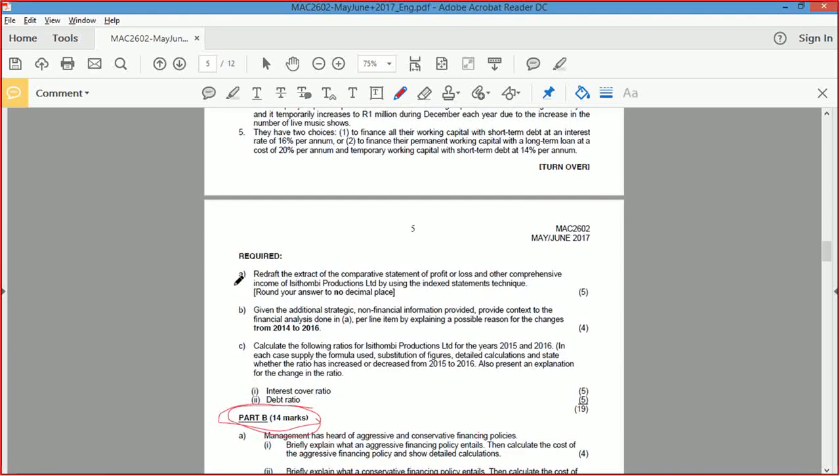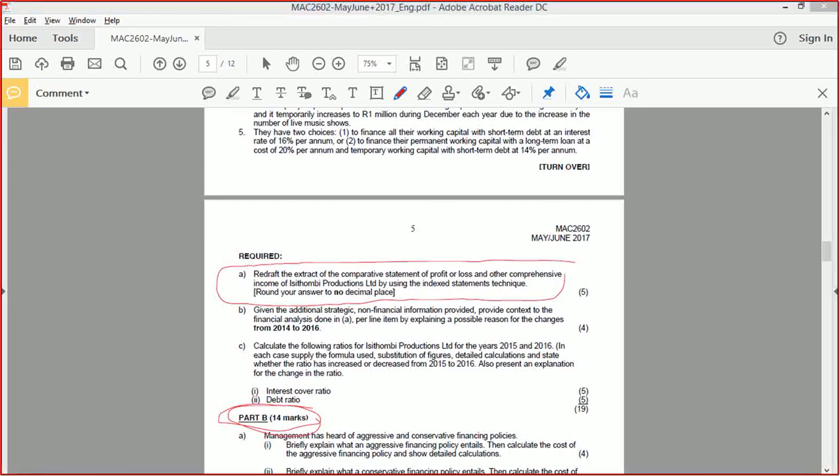Important: start with the required. So A, redraft the extract of the comparative statement of profit and loss and other comprehensive income for Isitombi Productions by using the indexed statements technique. That's something you would have studied, that we need to go back and double check. Indexed statement, where is that? What chapter is that? Do you have it?